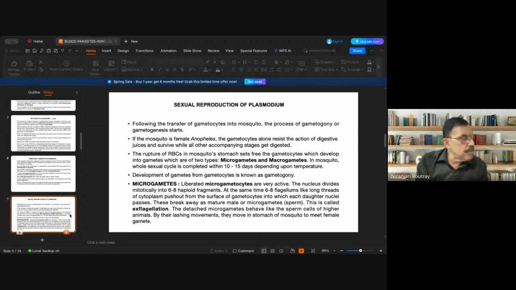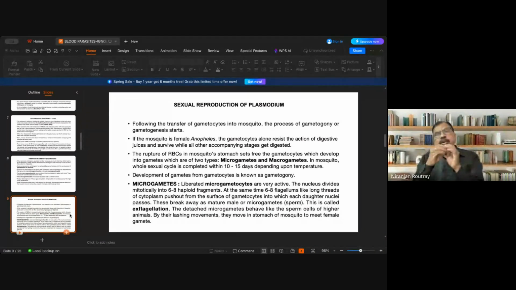They undergo the process of gamogony or gametogony, and these gametocytes, once they enter the female Anopheles mosquito, have resistance to the action of digestive juices and survive, while all other accompanying stages get digested. When the mosquito sucks the blood, not only the gametocyte stage is present; all other stages are present. That means the cryptomerozoites and the merozoites are also ingested.